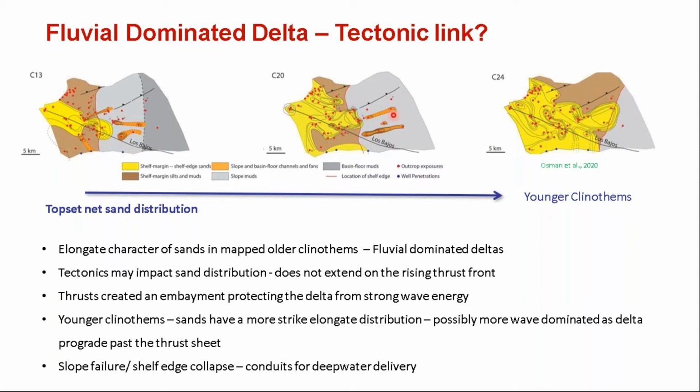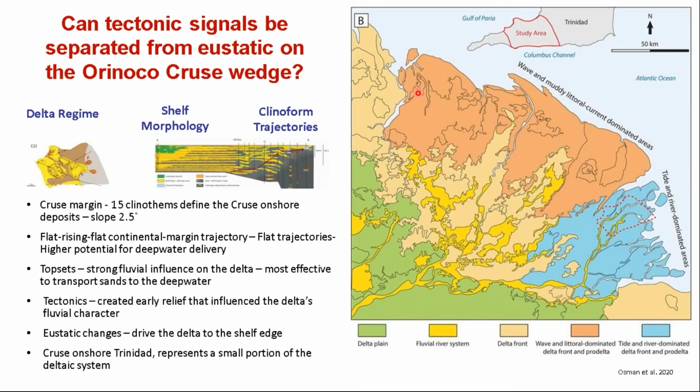And this really contrasts to how we classify a lot of our shelf edge deltas on Trinidad, which are much more wave dominant. So in this case, I think the tectonics are strongly influencing also the regime of our delta.